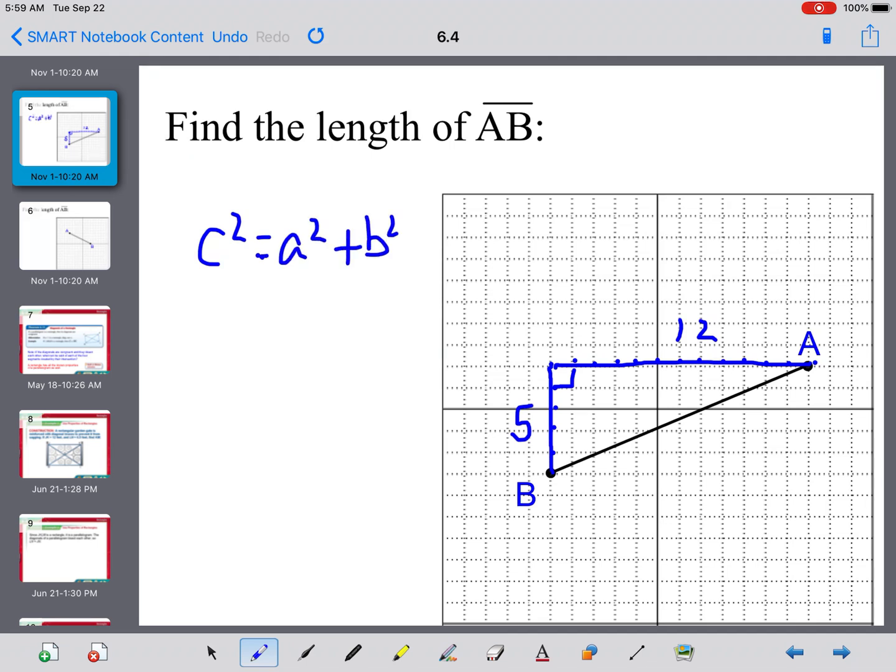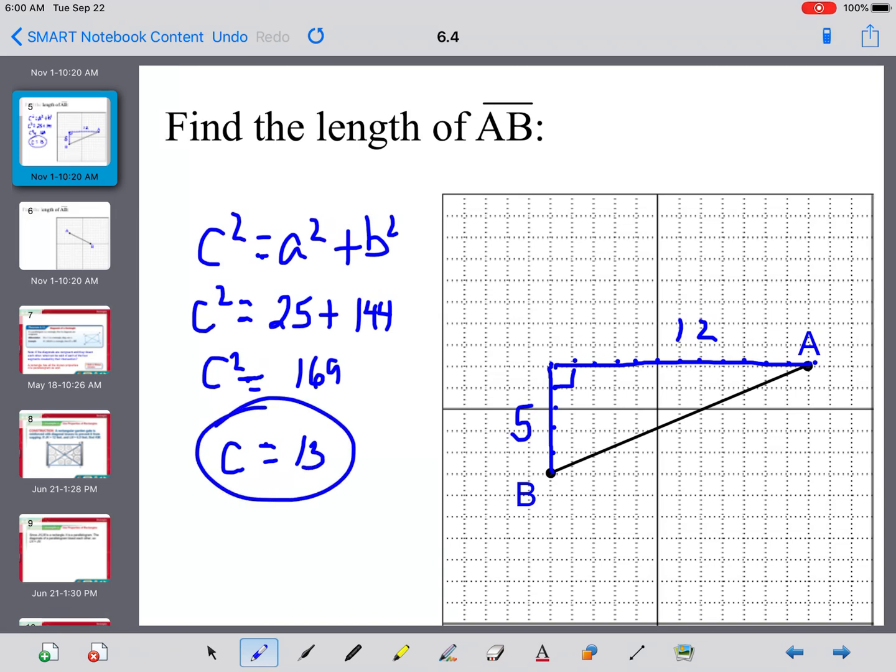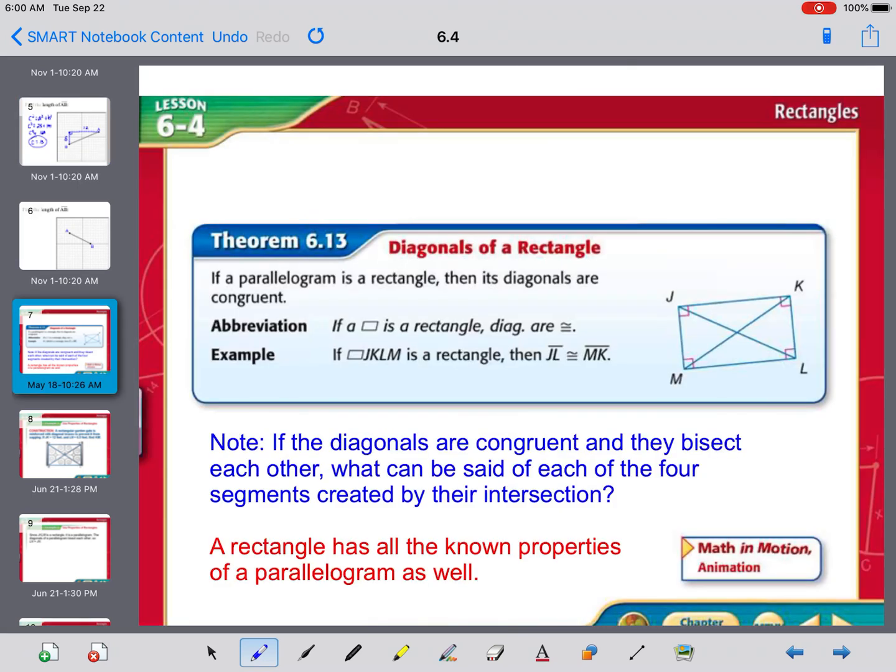So I use Pythagorean theorem, where of course c is the hypotenuse. It's the longest side. That's what I'm looking for. Sometimes I actually know the hypotenuse and one of the legs, and I'm looking for the other leg. So be careful. But one of the legs is 5, so that's 5 squared. The other leg is 12, so that's 12 squared. And so c squared is 169. And if we take the square root of both sides, c equals 13.